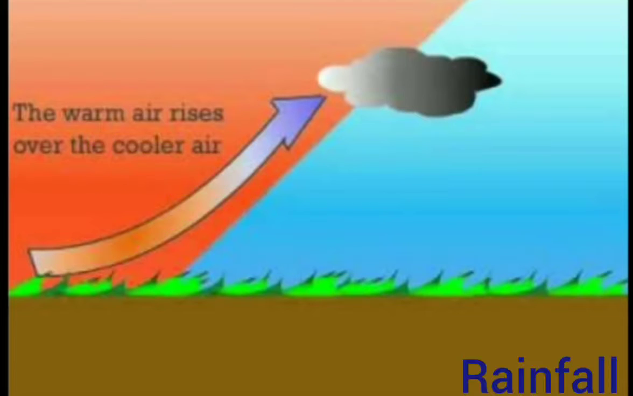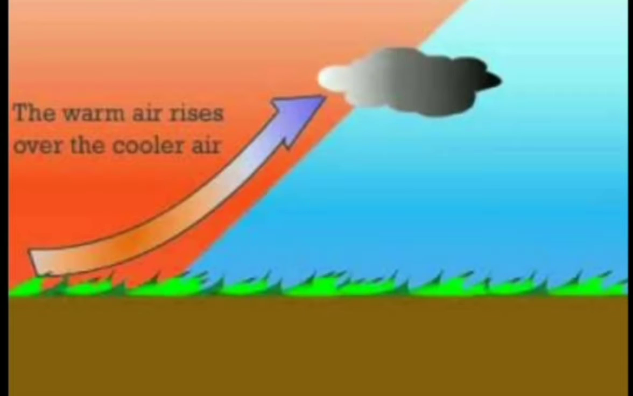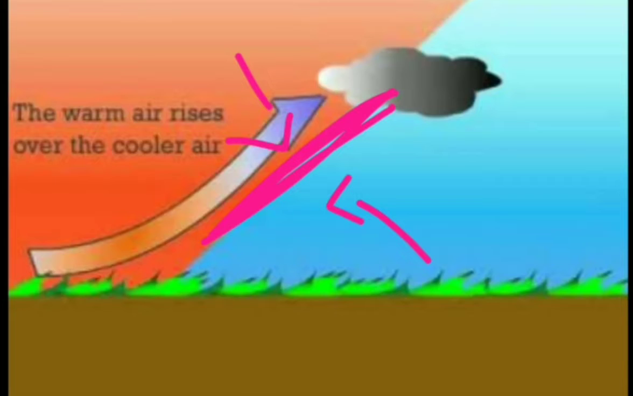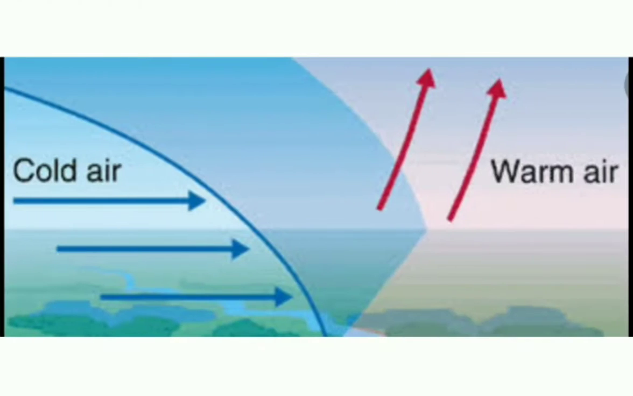So what happens when these two different air masses meet together? On one side we have warm air and on the other side we have cold air. Whenever these two air masses meet, that area is known as a front, and in that condition the warm air rises up and the cooler air moves down. You can see inside this diagram the cold air is coming from this side and the warmer air is moving up.